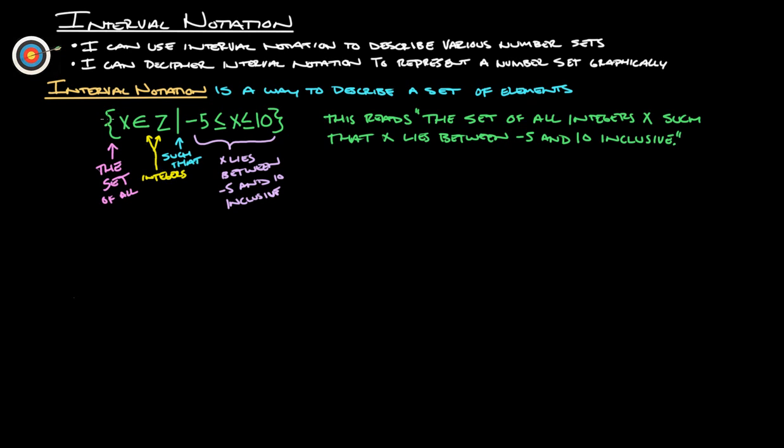Okay, so these brackets here, we're going to start off with the set of all integers. The Z is the integers. The element x is going to be an element of the integers such that x is greater than or equal to -5 but less than or equal to 10. Or another way we can say that is x lies between -5 and 10 inclusive. So another way to read this: the set of all integers such that x lies between -5 and 10 inclusive, because it's got the underlines.